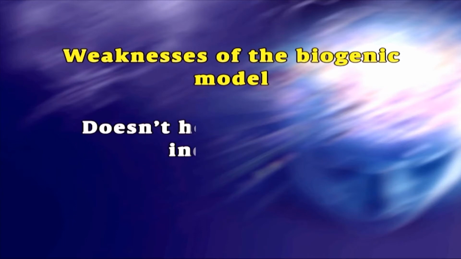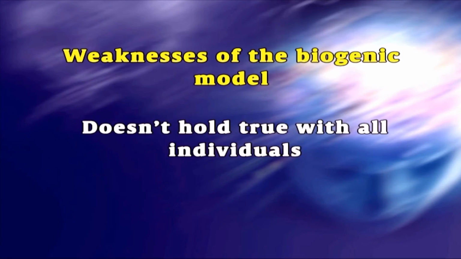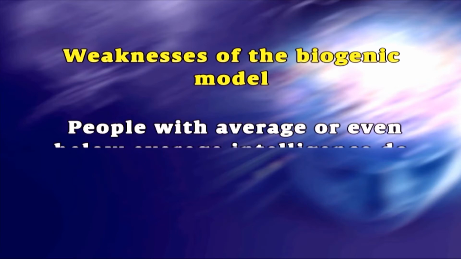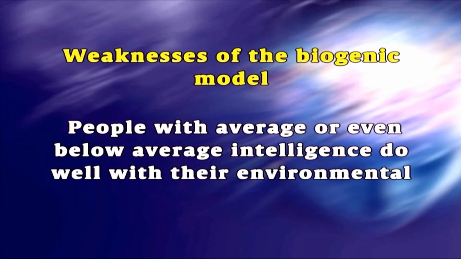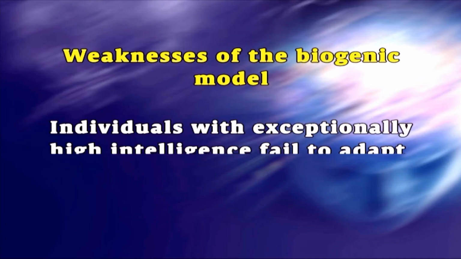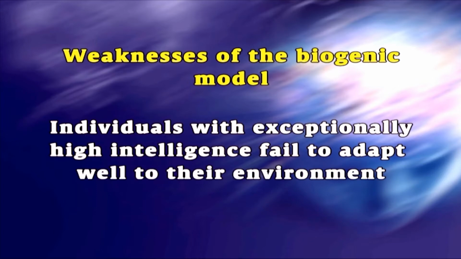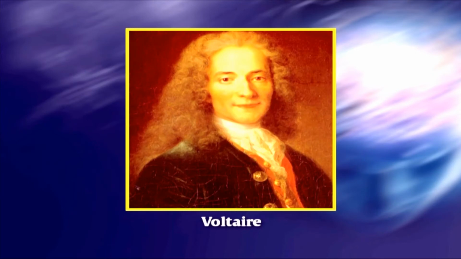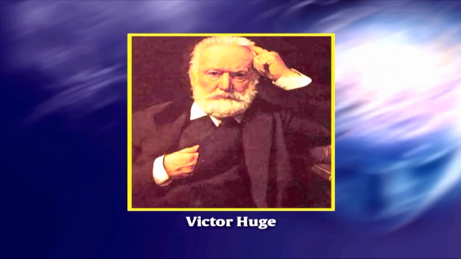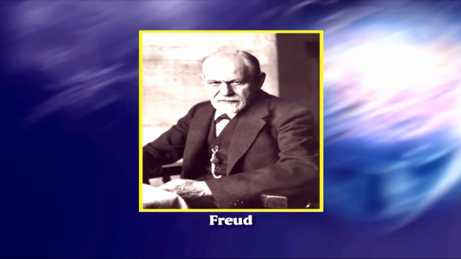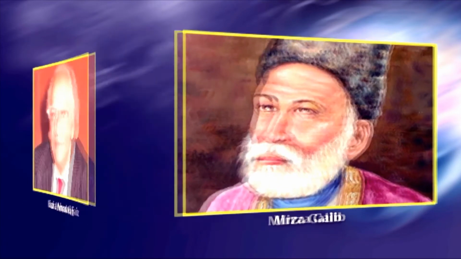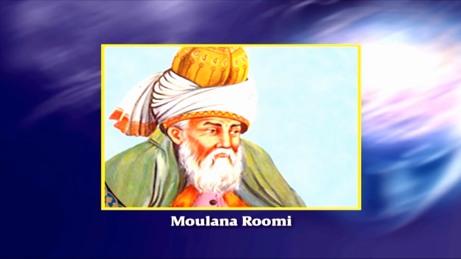A critical examination of the biogenic model does not allow the adaptive explanation of intelligence to be accepted as a rule. There are some serious weaknesses, like it doesn't hold true with all individuals. It has been found that the people with average or even below average intelligence do well with their environmental challenges. On the contrary, individuals with exceptionally high intelligence fail to adapt well to their environment. Examples are those of Voltaire, Victor Hugo, O. Henry, Freud, Pascal, Kafka, Mirza Ghalib, Faiz Ahmad Faiz, and Rumi.